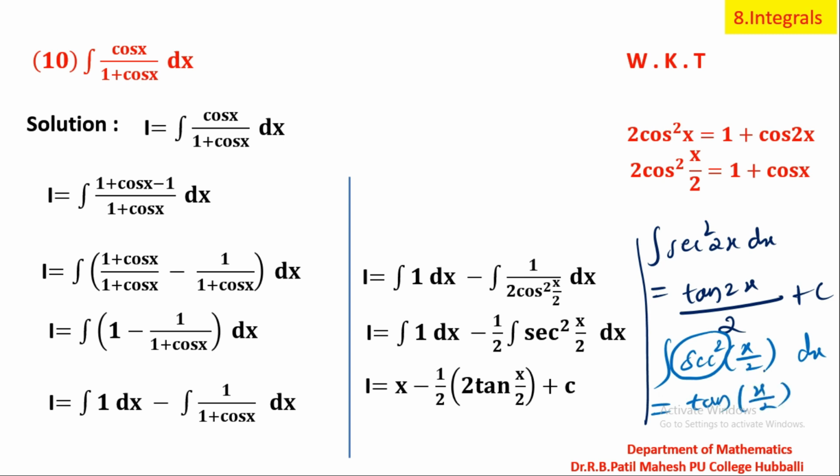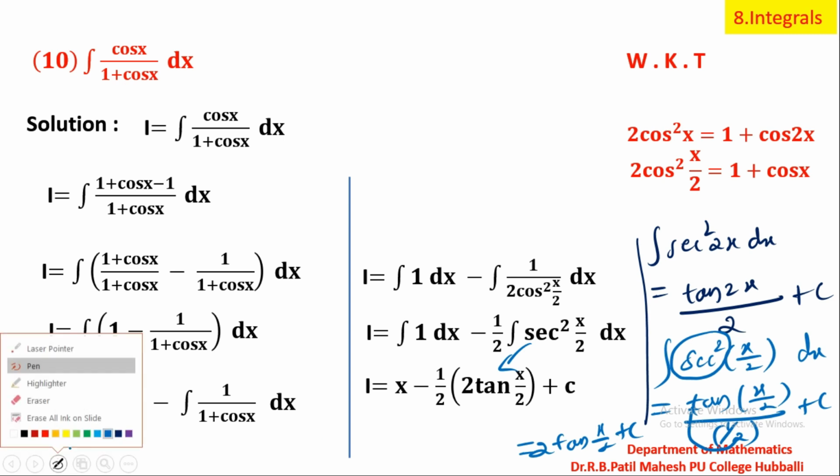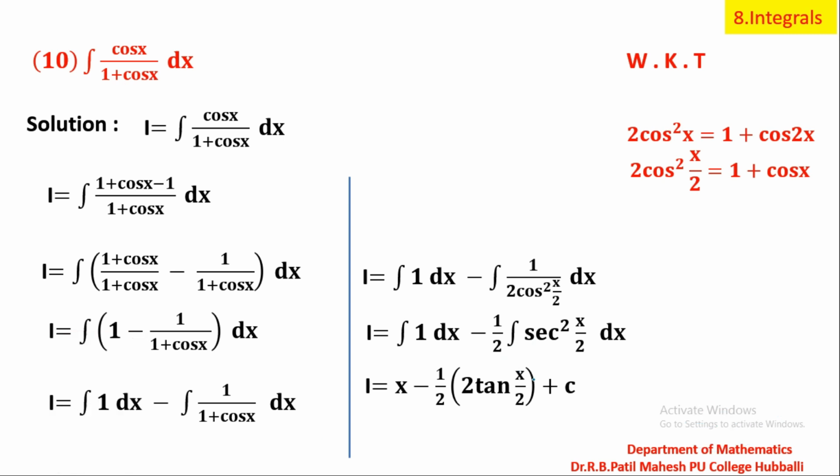What is the x coefficient here? 1 by 2, that should be in the denominator. The exact 1 by 2 should be in the denominator. In the next step, 2 will go to the numerator, therefore we get 2 tan x by 2 plus c. Therefore, integration of secant square x by 2, I am writing it as 2 tan x by 2. Hope you are understanding this question. Either you remember it directly or take the help of substitution like the previous example. Put t equal to x by 2 and solve it. You will get the answer.